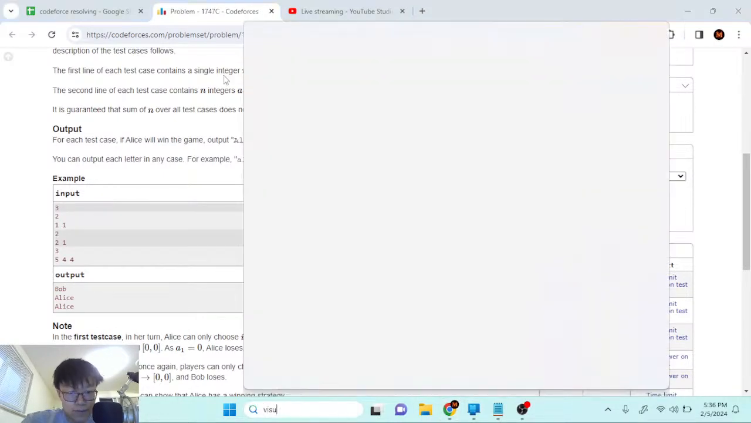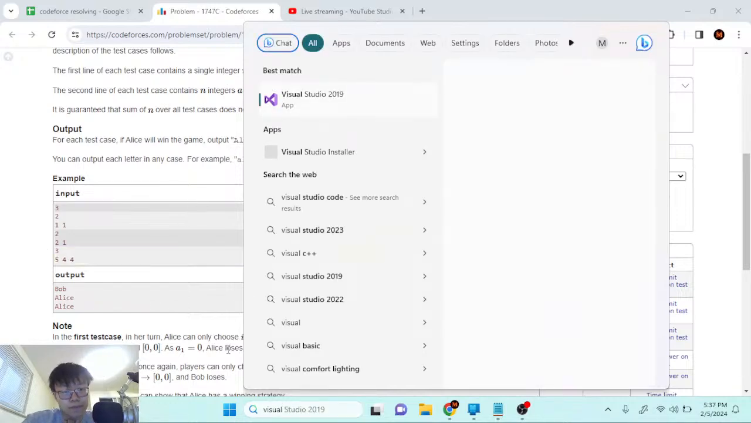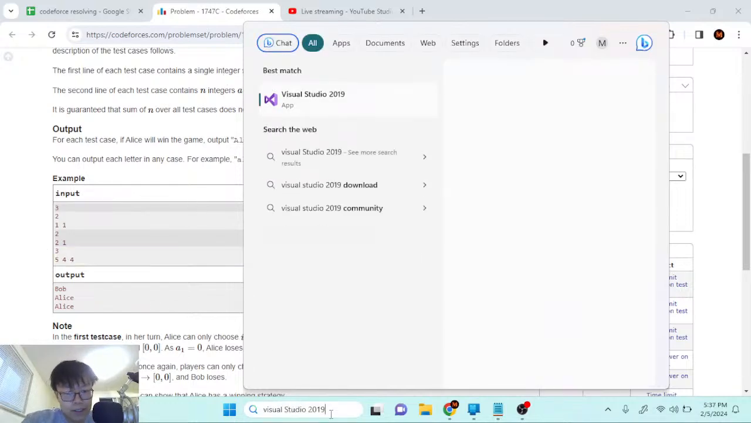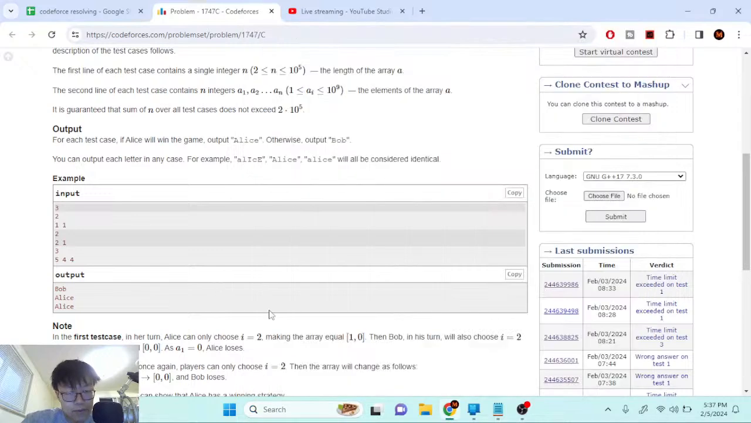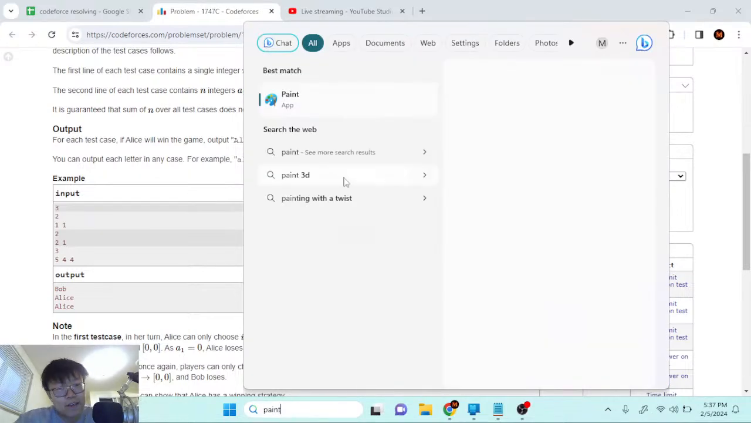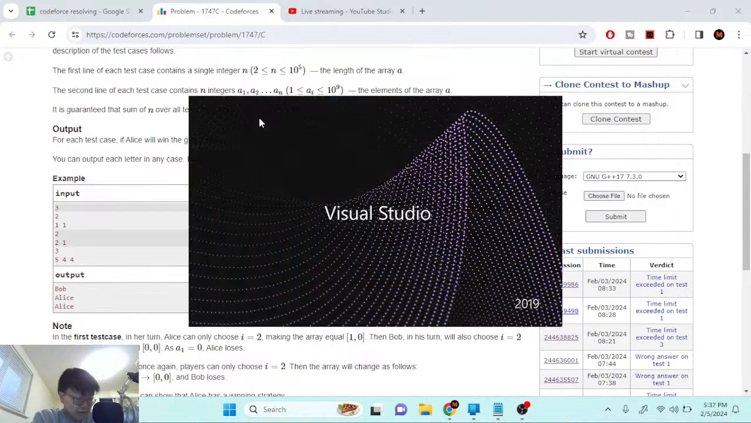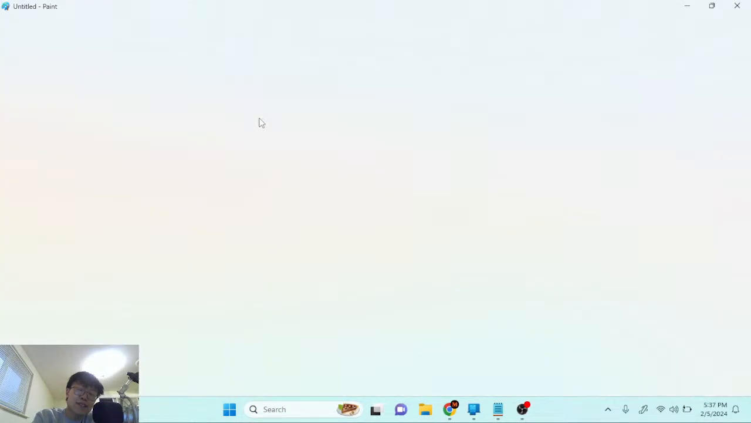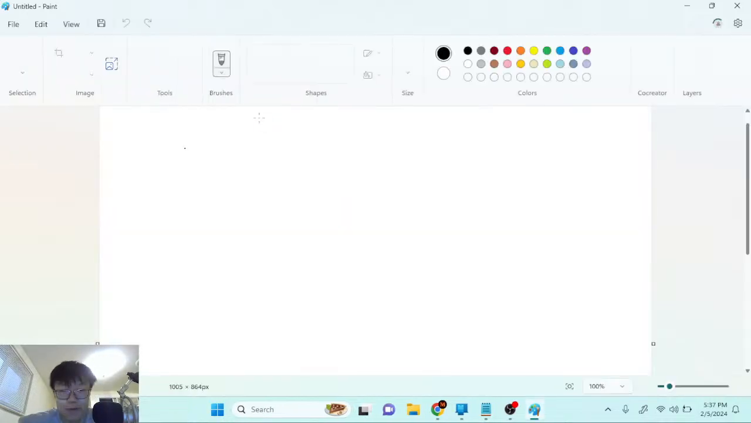So let's actually bring up Visual Studio. Let's bring up Paint because that's mainly the problem about this contraption. This problem is so difficult. See, I really don't like these game problems. They're just ridiculously hard. I don't know how you get better at these besides just doing more game problems.